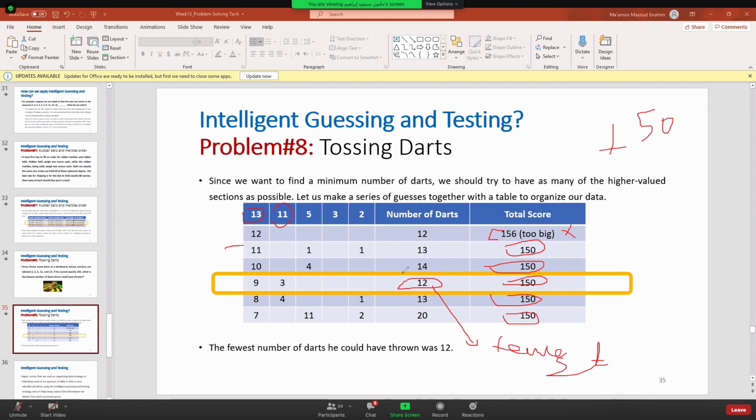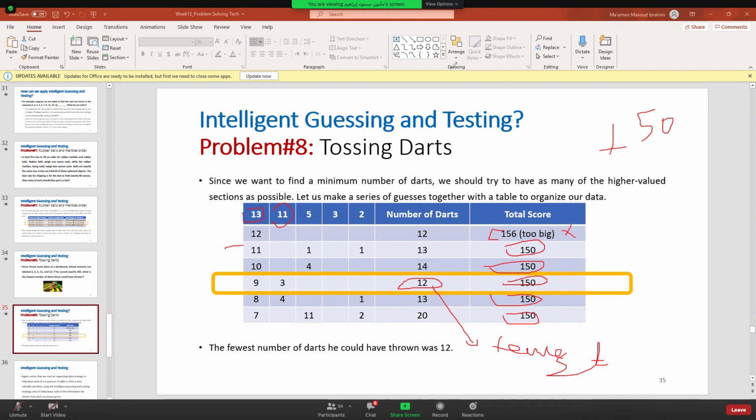This is the second problem, or the second example, for using intelligent guessing and testing. I am trying to do something here to reach the correct answer. I am trying to get some numbers to reach the correct answer. And as I mentioned all the time, your choices or your trials should be wide and guesses should make sense. لازم تكون منطقية يعني.